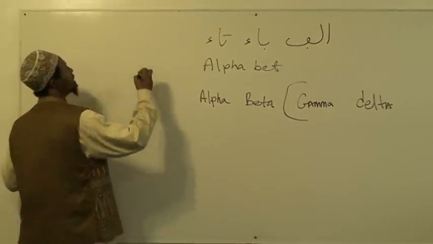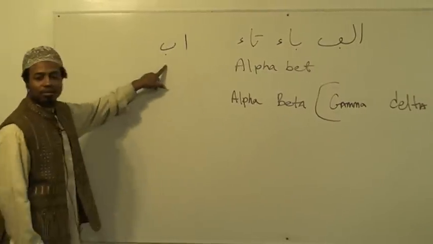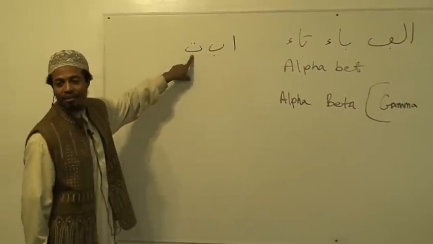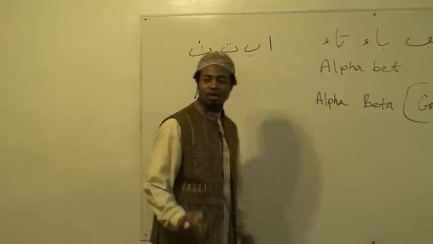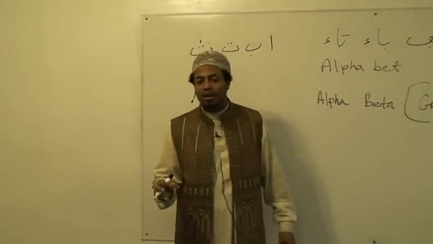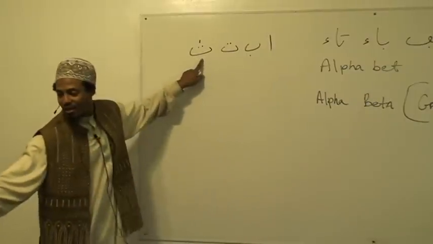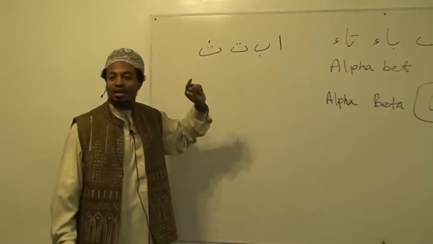Another way to remember it: alif is the first, right? Ba is one ball on the bottom. Ta is what? Two on the top. And what's the next one? How many does that have? So what sound does 3 make? Tha. So this letter is what? Can you forget that? There's no way you can forget it if you remember.